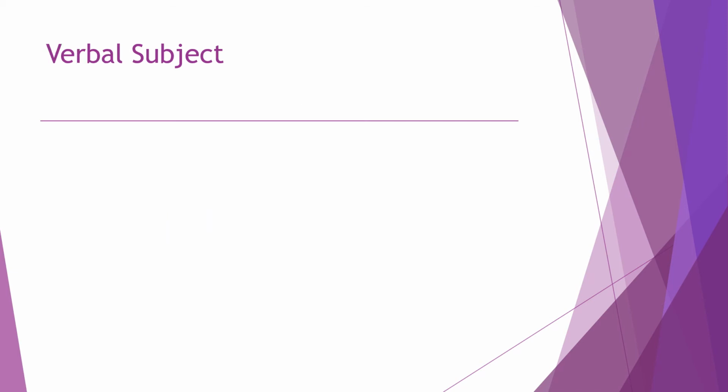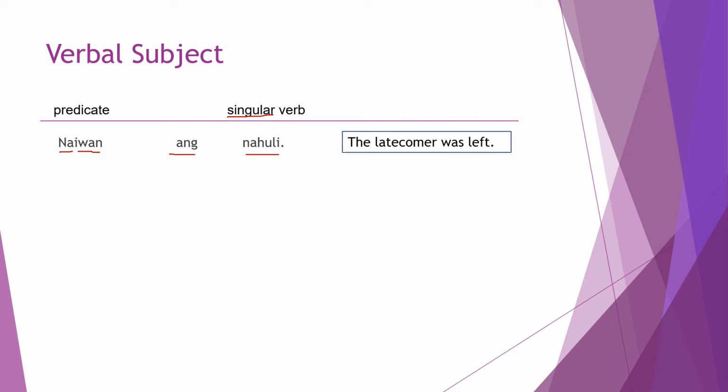The next one is the verbal subject. Also, the same with the adjective, we have a singular verb and a plural verb. Let's have first the singular verb. In this example, we have naiwan ang nahuli. Naiwan ang nahuli. The translation for this is the latecomer was left.